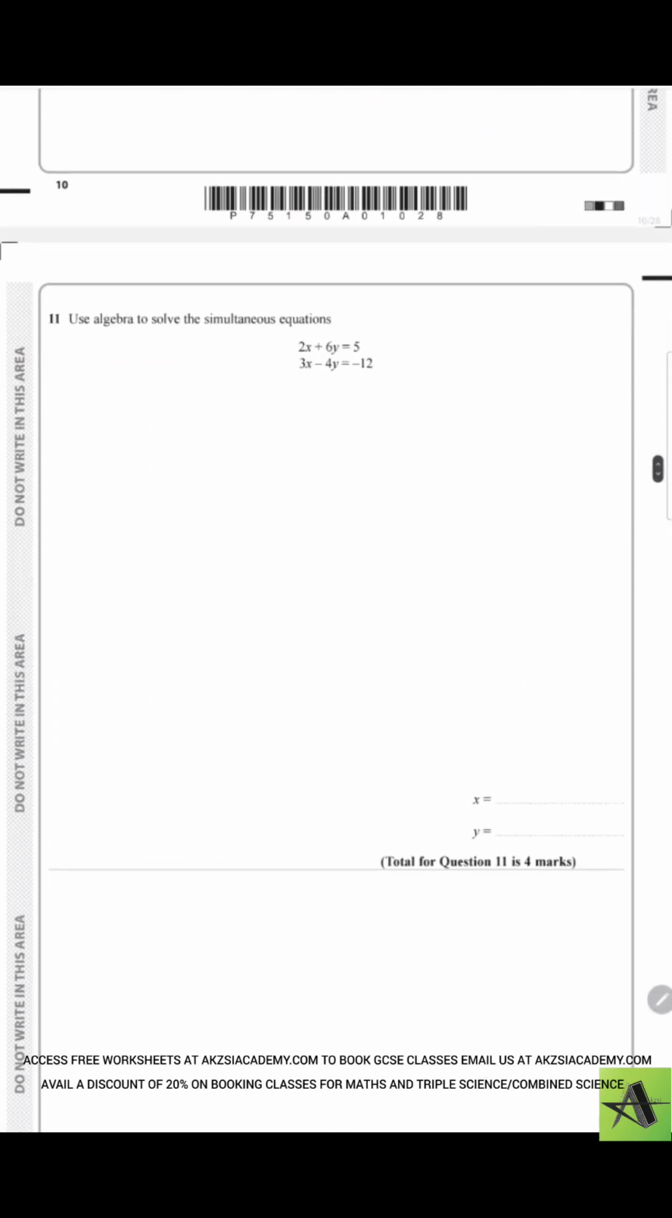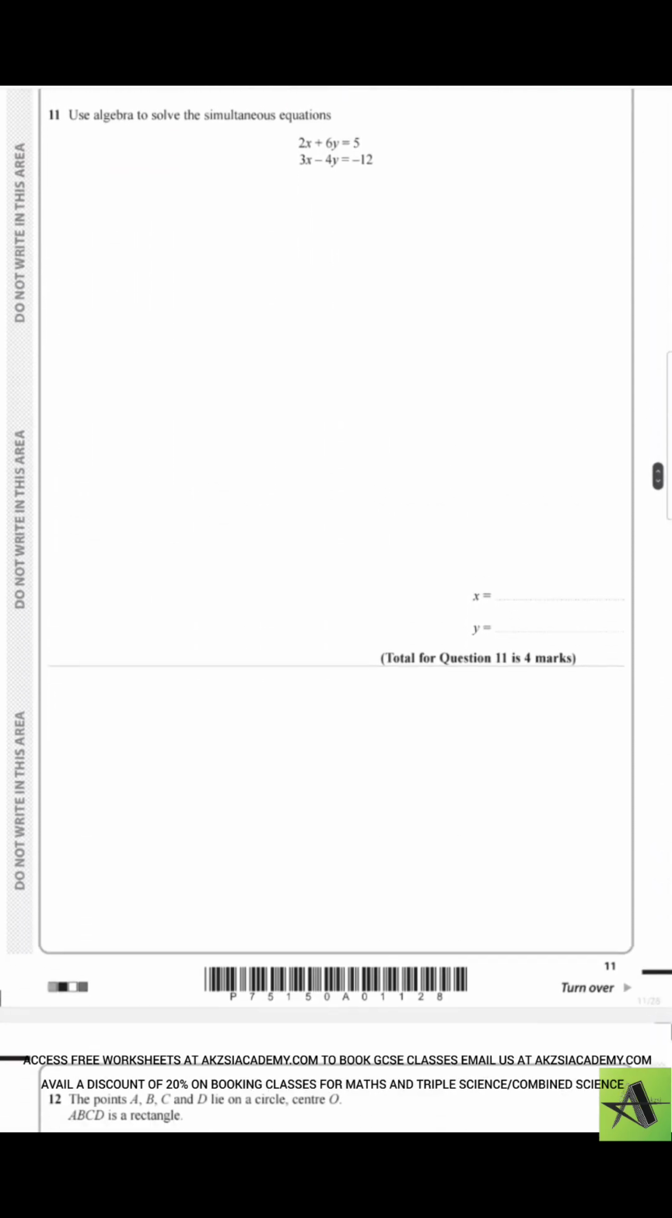Moving on to question number 11. Use algebra to solve the simultaneous equations. And this is very simple. They both are linear simultaneous equations. So either you can do it by substitution or elimination. Preferably, we solve it by elimination.